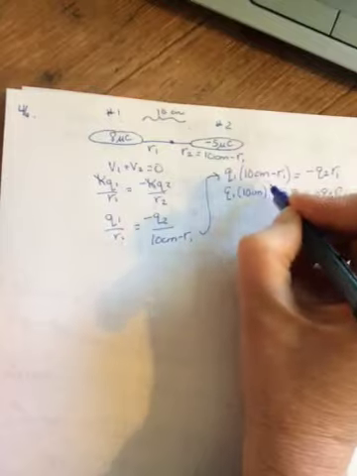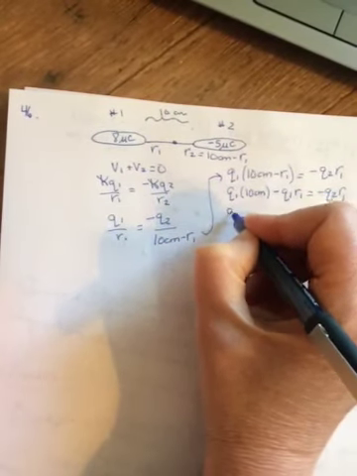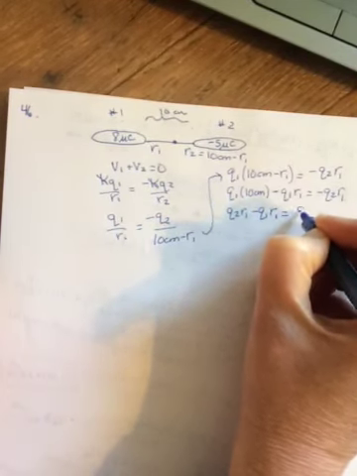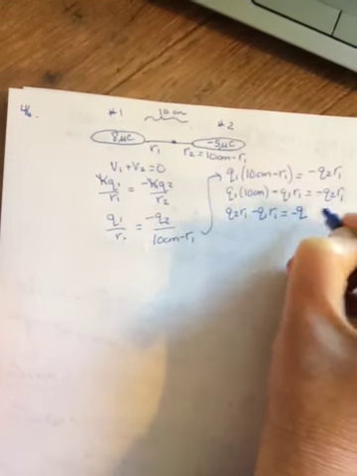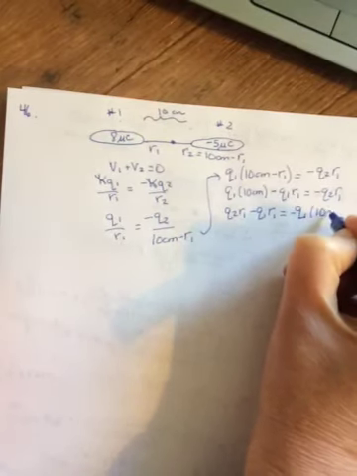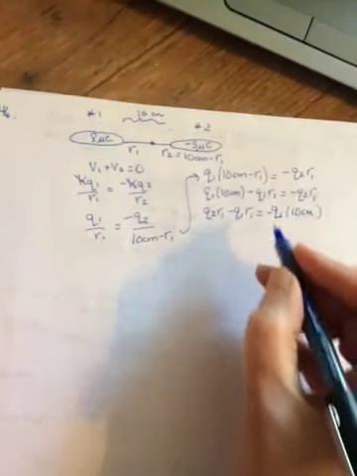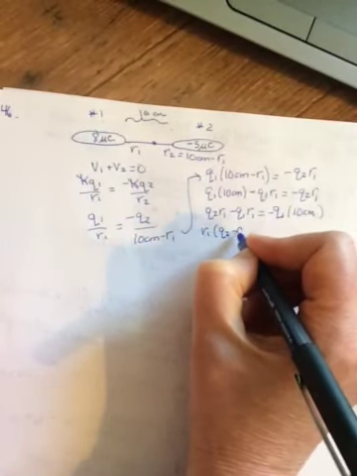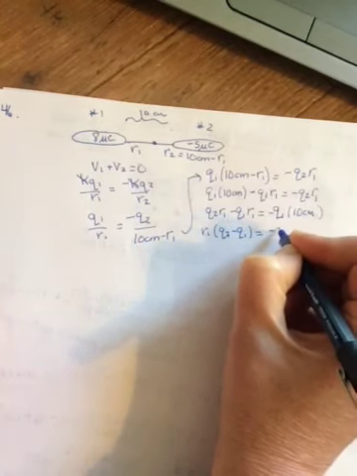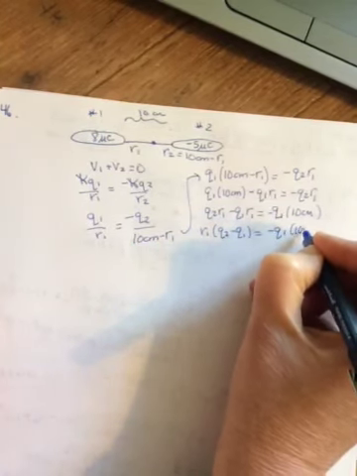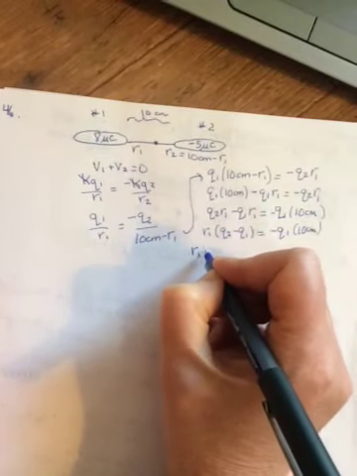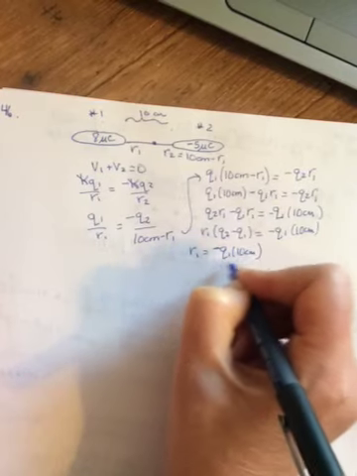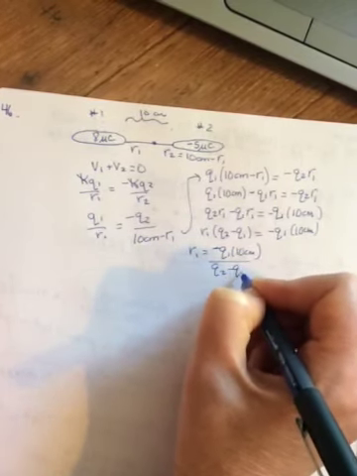We're solving for R1, so I'd bring this negative Q2 over. So Q2 R1 minus Q1 R1 will equal negative, oh, I should have taken it the other way. I have way too many negative signs now. Negative Q1 times 10 centimeters, pull out the R, Q2 minus Q1 equals negative Q1 times 10 centimeters. And so R1 is equal to negative Q1 times 10 centimeters over Q2 minus Q1.